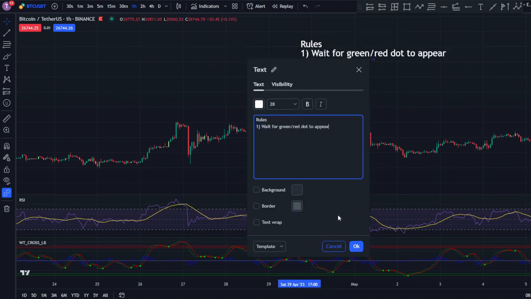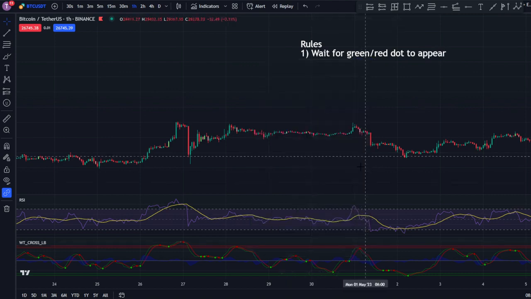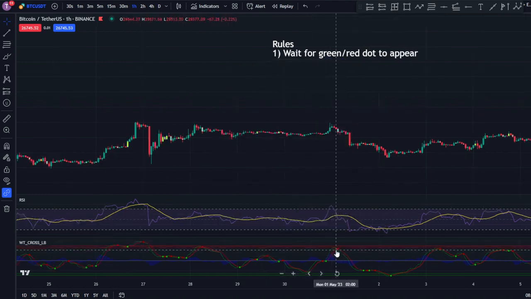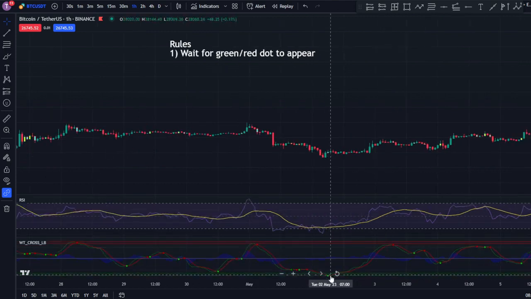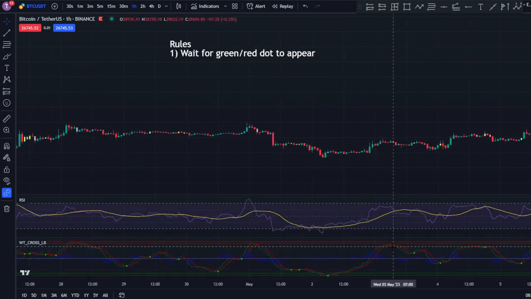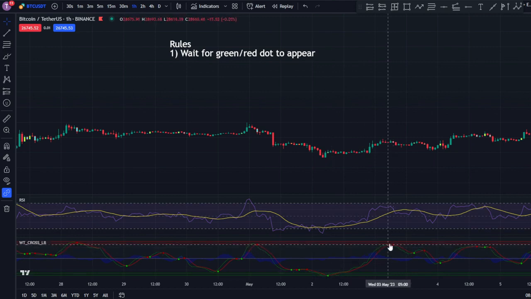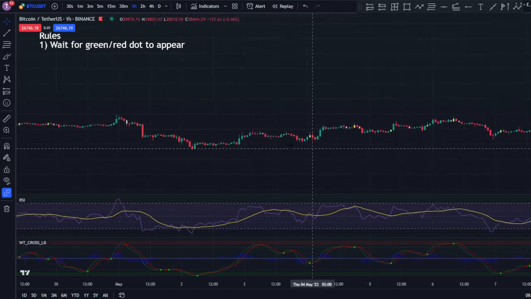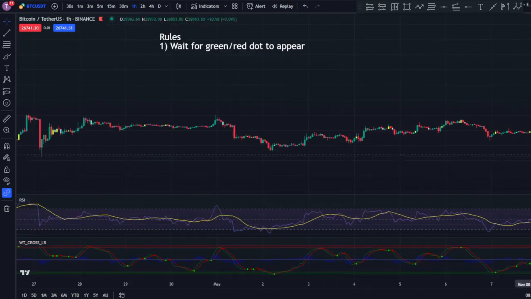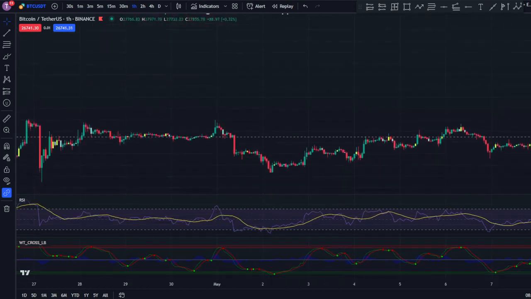When the dot appears, it means that the lines are going to cross over. As you can see here, the green line crosses over the red line here. The green line crosses below the red line here. The green line crosses above the red line here. So you can expect when the green or red dot is about to appear, and usually when the green dot appears, it means we are going to shift into an upward trend, and when the red dot appears, it means we're going to shift into a downward trend.